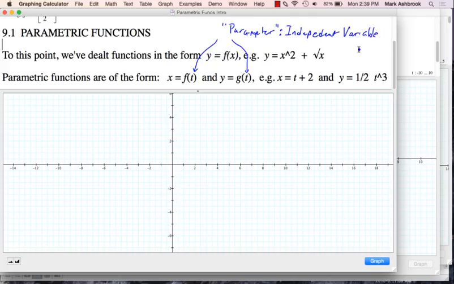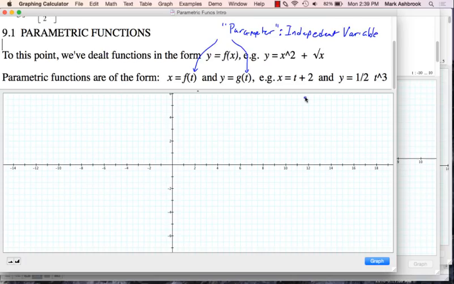But it's still based on the xy plane because for any given value of the independent variable t, it generates what? Now, instead of generating one value, it generates two. It generates an x value and a y value. So it's really generating a point in the plane. So every value of t generates a point in the plane.